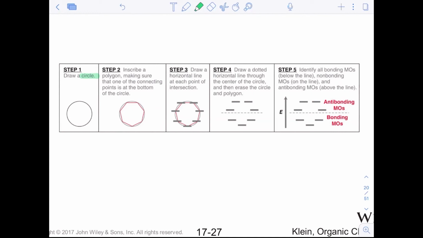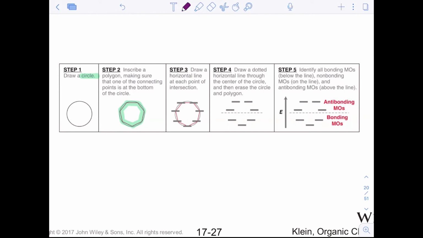If you're a heptagon, right? Because you're heptane, look, this is 7. And we would inscribe it, put it inside. That's what inscribe means. Then draw a horizontal line at each point of intersection for every carbon.